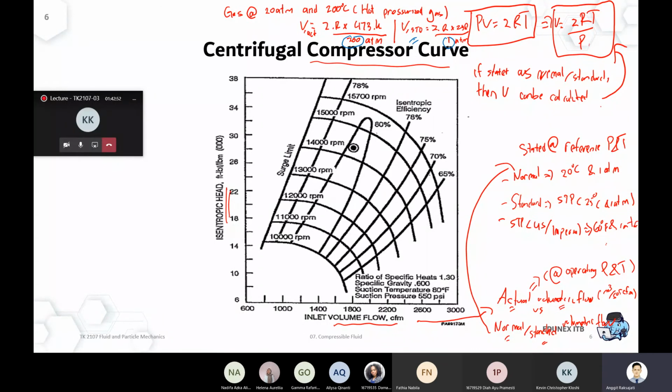But in terms of the performance of the compressor, this is actually the actual volumetric flow. That's why it's called CFM. CFM is cubic feet per minute. It's not expressed as standard. Sometimes it's called standard CFM. If you find something like X standard CFM, that means it's expressed as standard volumetric flow rate. Any questions?